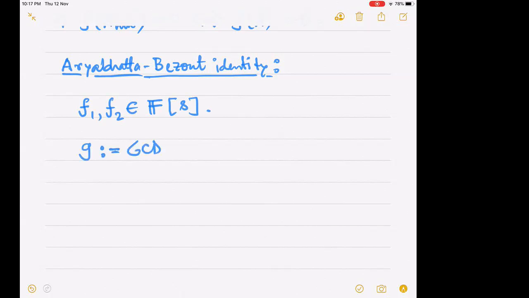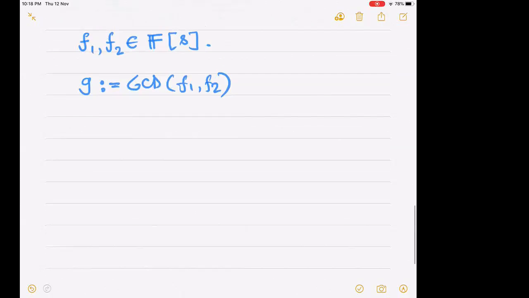What is GCD? GCD is that monic polynomial which satisfies those two properties: G must divide both f1 and f2. First thing, G is a monic polynomial. It divides both f1 and f2, so it's a common divisor. And then if there is any other common divisor, let's say H, then H must also divide G necessarily. Then G is called the greatest common divisor, or GCD. Now, you remember how we obtained this GCD?